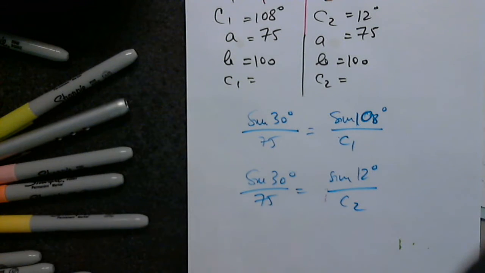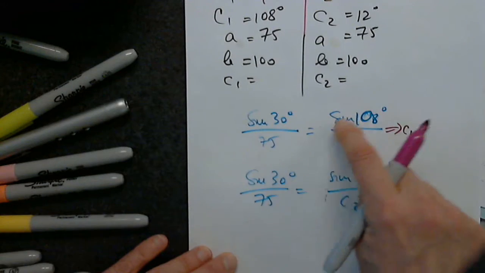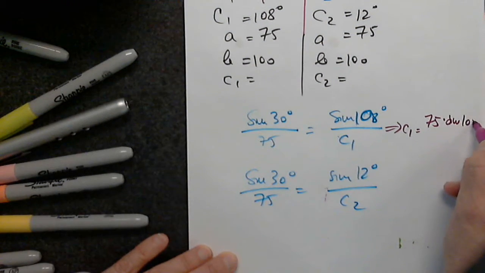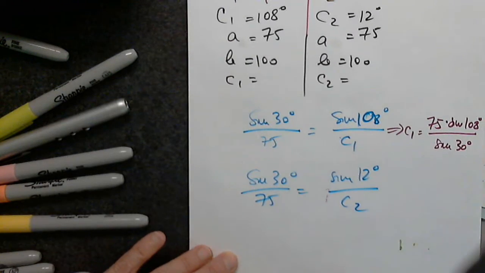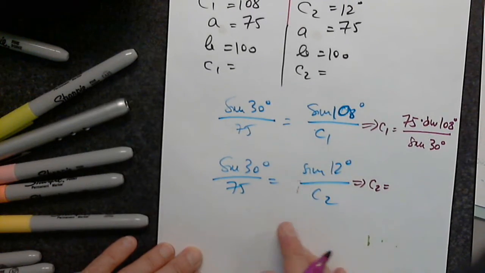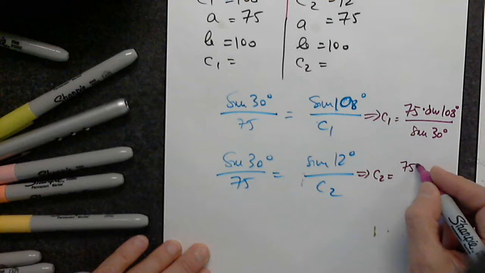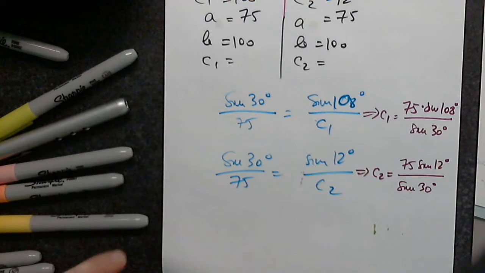So I cross multiply. So this is c1 from here equals this times this over this: 75 times sine 108 degrees over sine 30 degrees. And from here, the same thing, c2, everything the same, but instead of sine 108, sine 12: 75 sine 12 degrees over sine 30.